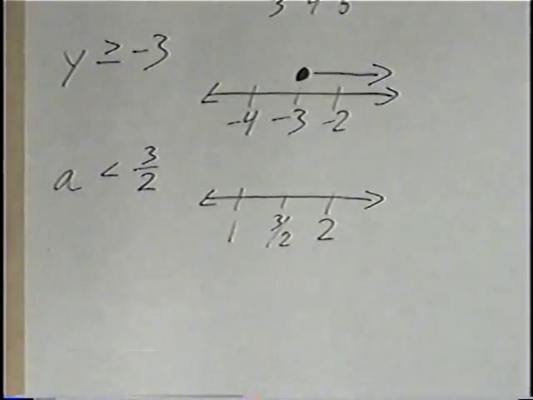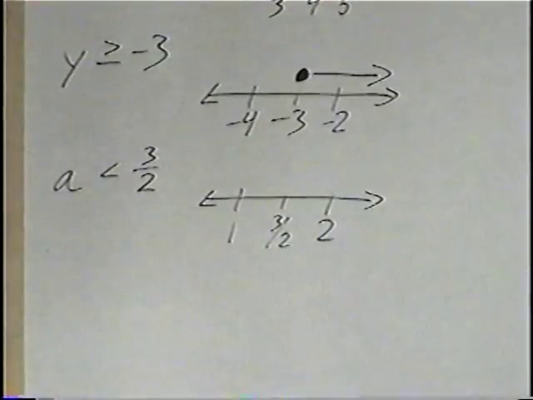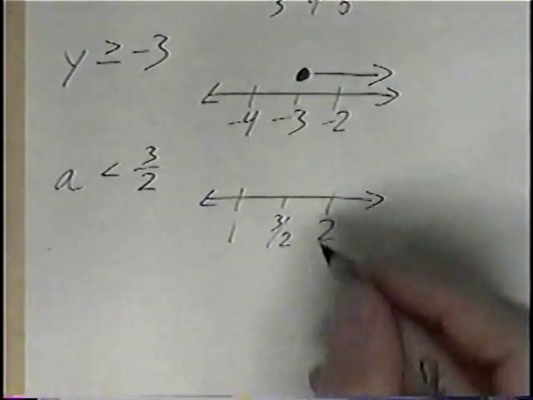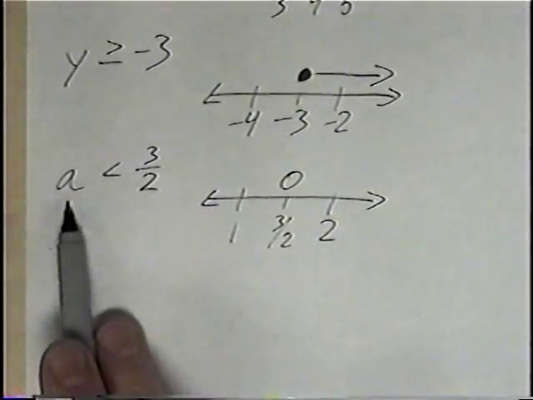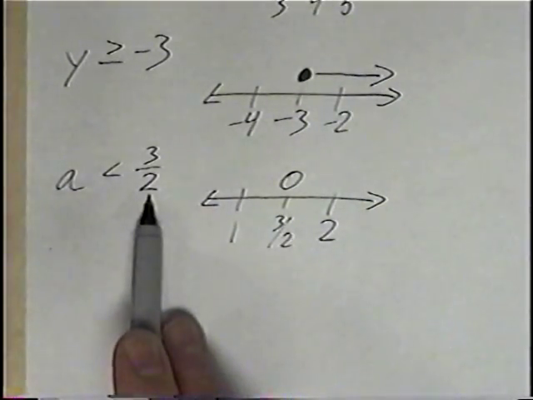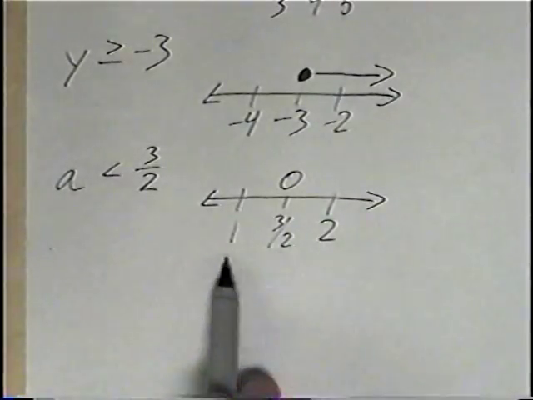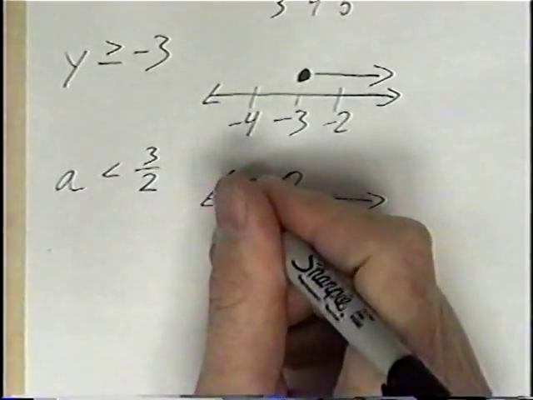And the point will either be open or closed. If there's no line underneath the inequality, it's an open circle. And this problem is A is less than 3/2. Less than means smaller, and smaller numbers are to the left.